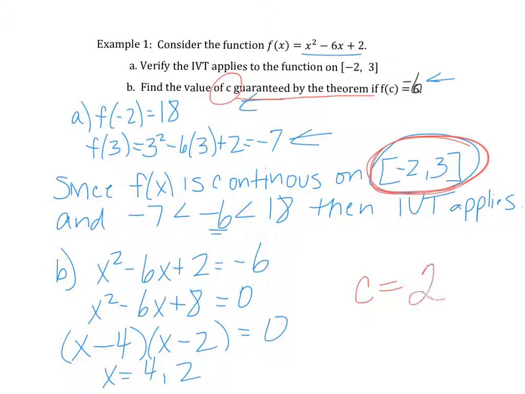So I'm not saying you did the wrong algebraic thing. Does 4 give you a y value of -6? Yes, it does. But that's not the c that's guaranteed by the theorem. So you have to make sure that this number is in the interval. If there's more than one, then by all means you put it. You can have two answers for c, but they have to be in the interval. So you have to remember that. So you try the second one. You see if you can do example 2 and then come back to the video and watch.